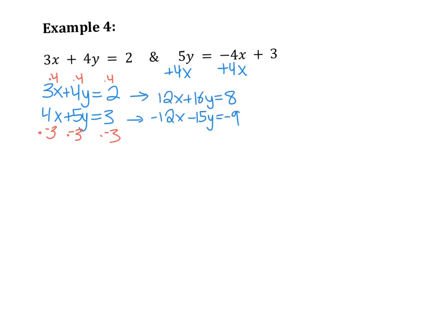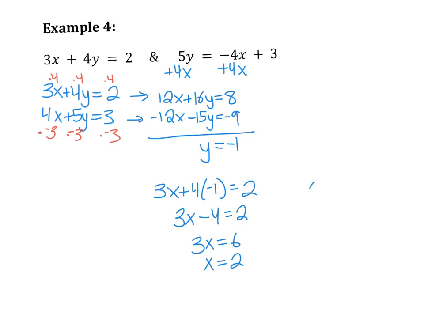Now I can see that I've created an additive inverse, so when I add my equations together, my x's are gone. I'm left with 1y equals negative 1. And I can plug that into one of my original equations to solve for x. And I get x equals 2. So my solution is 2, negative 1.